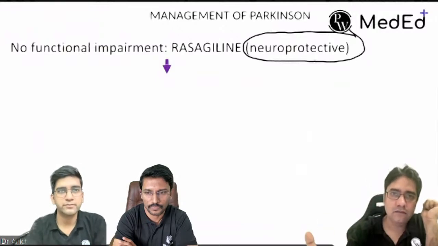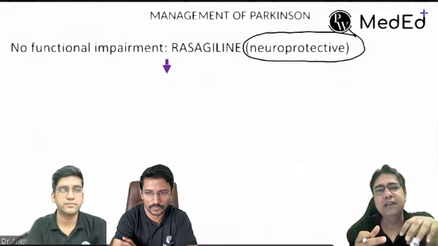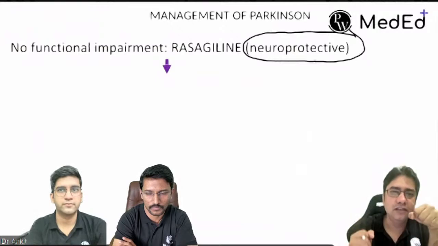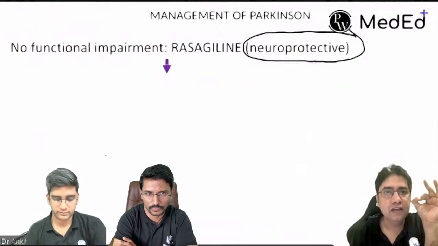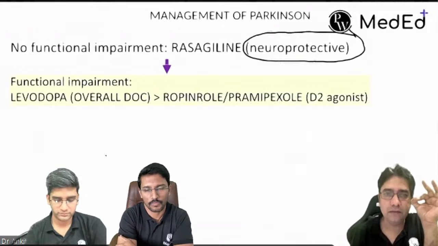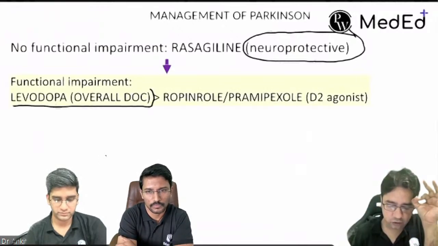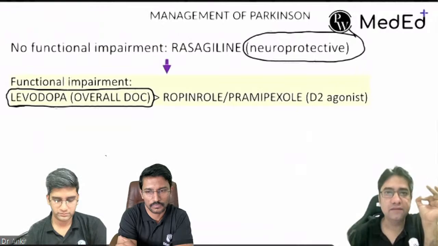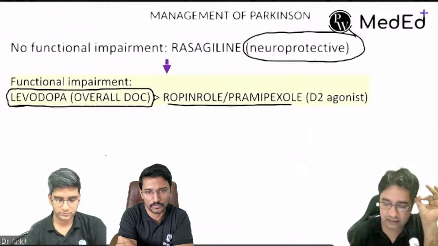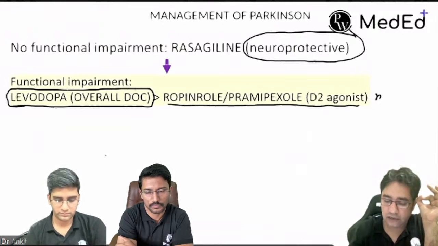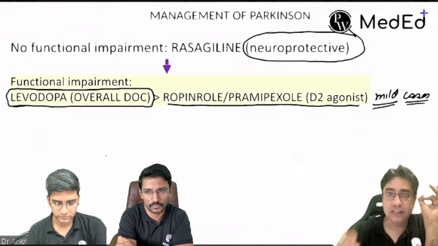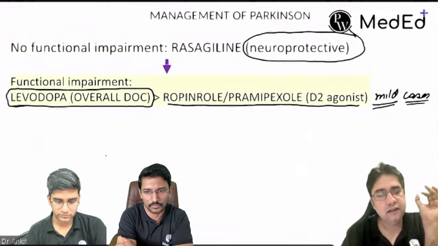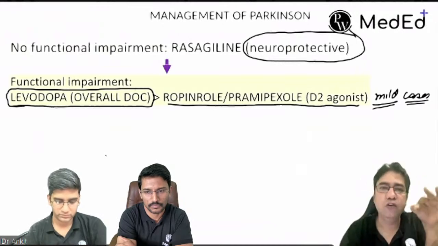Now, later on, a patient came with symptoms like rigidity, tremors, bradykinesia. That means there is functional impairment. So if there is functional impairment, the drug of choice is levodopa. And yes, you can start D2 agonist, but D2 agonists are only given in mild cases. But if there is severe motor impairment, the most effective drug we have is levodopa.